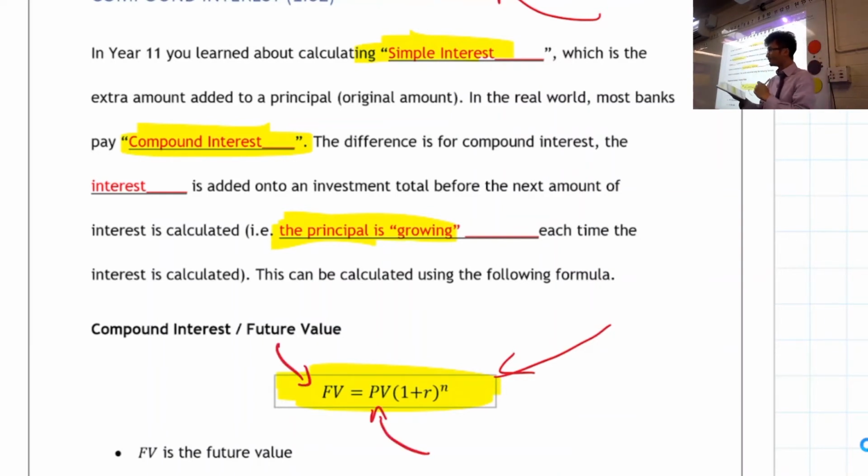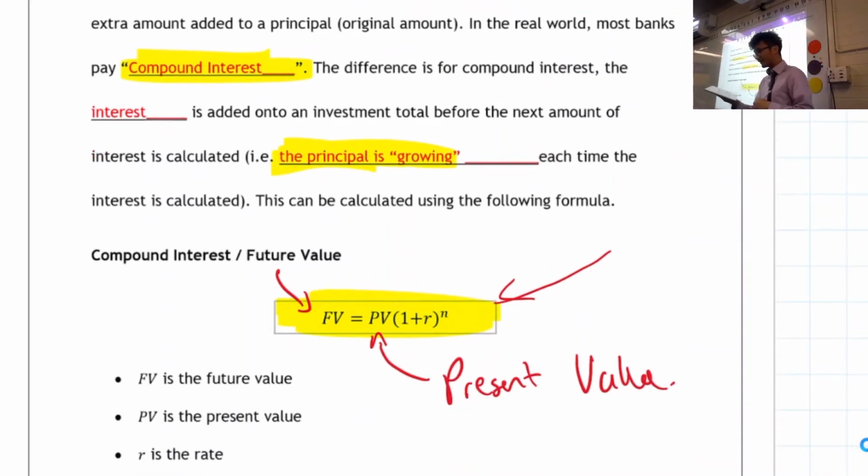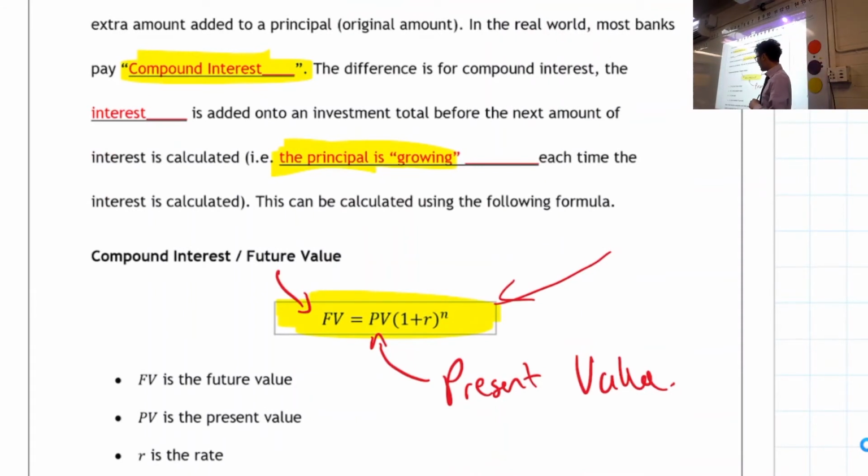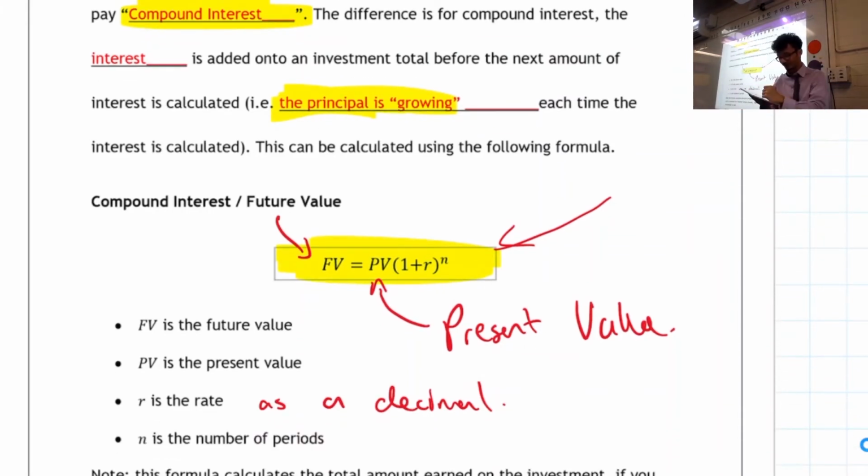Now, in the mathematics course, we sometimes refer to this as a future value, or FV. PV, what do you think that stands for? Present value, good. That's what it's worth right now, right? And all of these values here, they're defined for you as well. R is the rate, N is the number of periods. Next to that, I need you to write the rate as a decimal. You'll usually be given it as a percentage, but I need you to write it as a decimal.